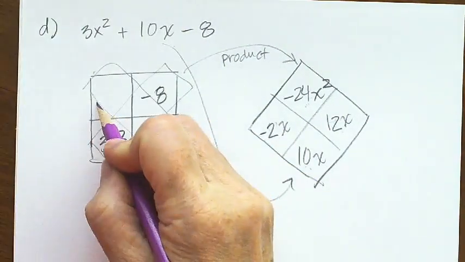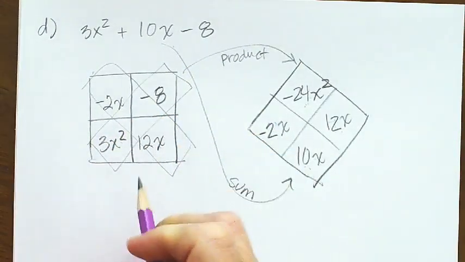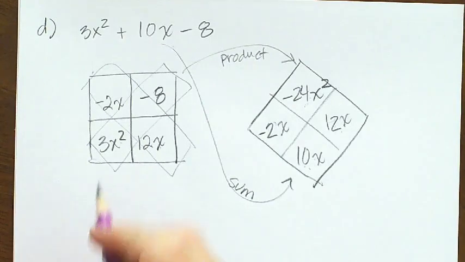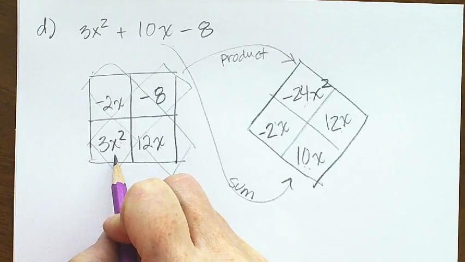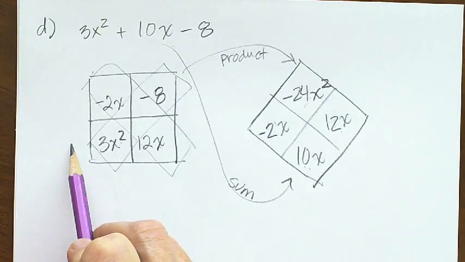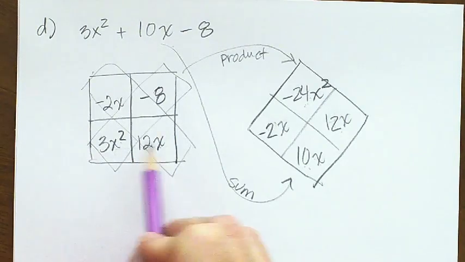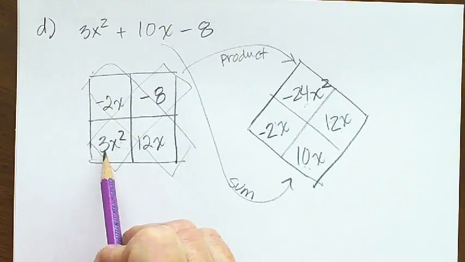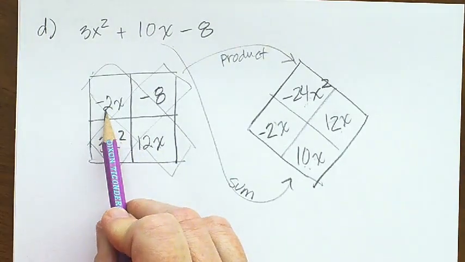So let's put negative 2x here, 12x here, and let's get the length and width of this area model. We know 3x times x is going to give us 3x squared. Should we put 3x here or here? Well, that means you have to look at that row and that column. 3 goes into 12. 3 does not go into 2.